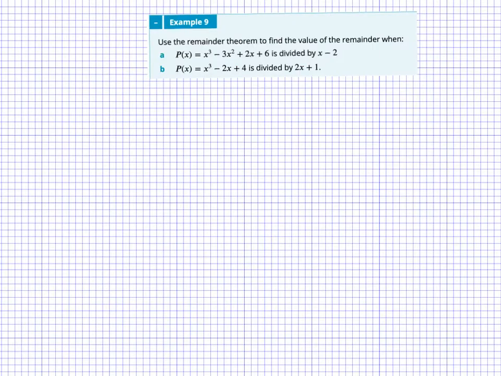All right, so in this example it just says to use the remainder theorem to find the value of the remainder when, here's your polynomial, it's divided by x minus 2. So all you really have to do is: 1, identify the factor, 2, sub it in, and 3, record the outcome.